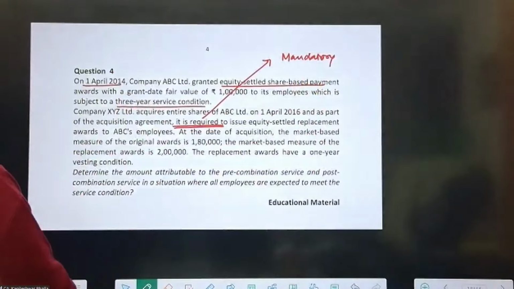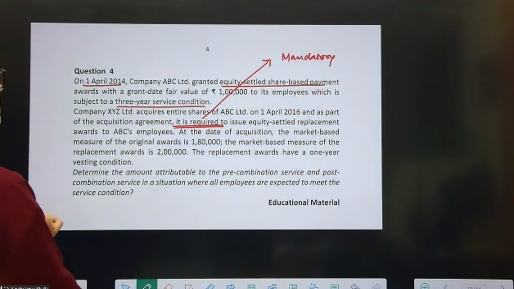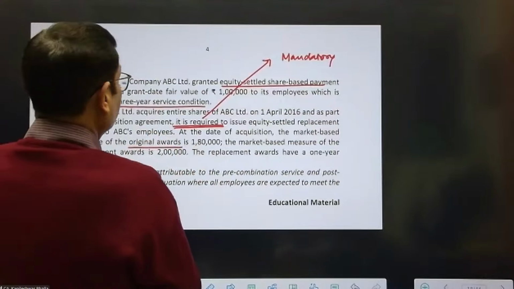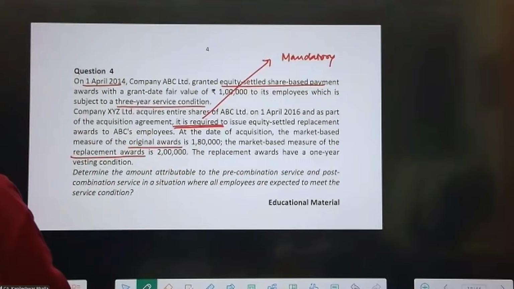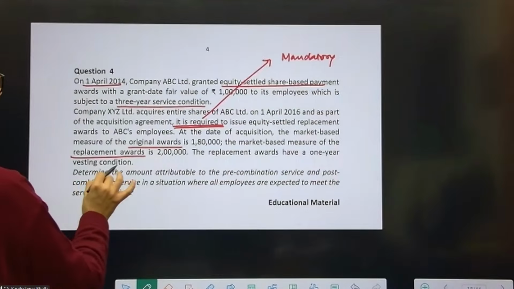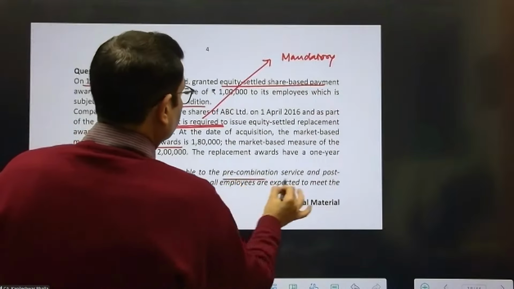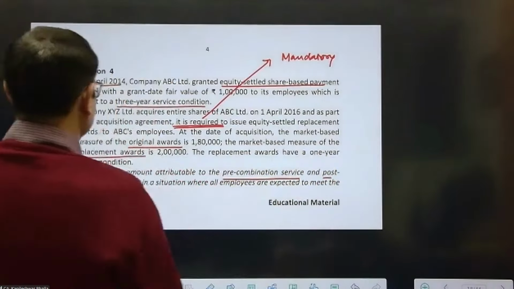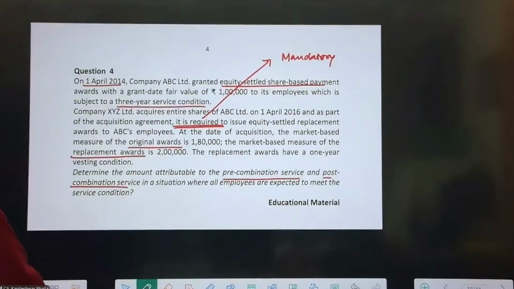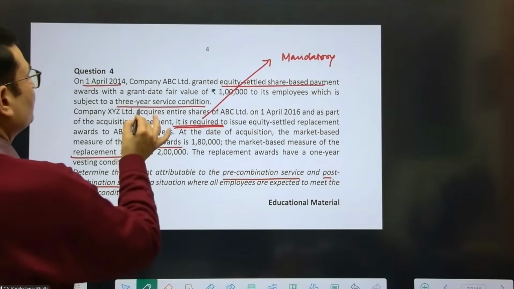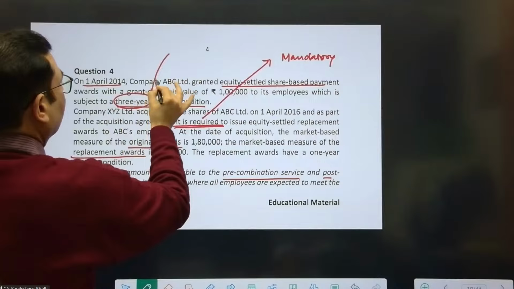And then it says, at the date of acquisition, the market-based measure of the original award is given, and the market-based measure of the replacement award is given. And the replacement awards have got 1 year of vesting condition. Then it says, determine the amount attributable to pre-business combination and post-business combination in a situation where all employees are expected to meet the service condition. Now, there is a total of 3-year service condition, and we're given the replacement awards have got a 1-year vesting condition. So how many years have already passed by? Out of these 3 years, how many years have already elapsed?